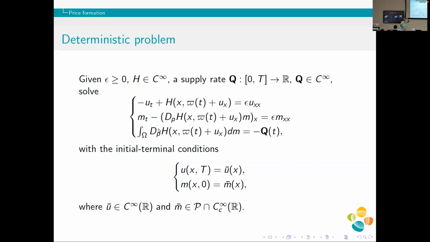You start with the price, you solve the Hamilton-Jacobi equation, you solve the transport equation, and then you solve the balance condition, and you get a new price. And you want to get a price that's stable, a fixed point of this process.